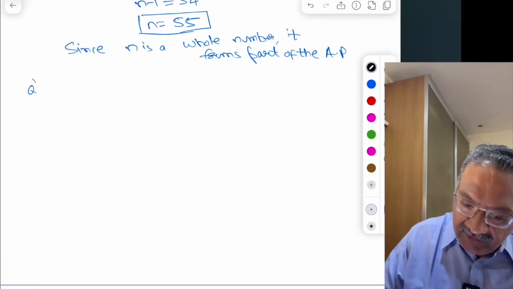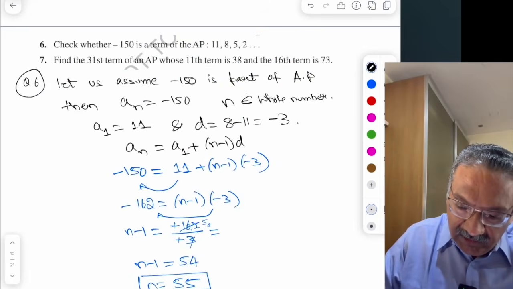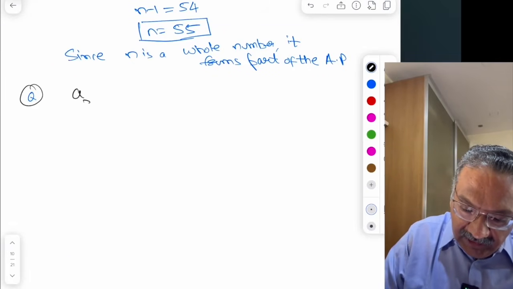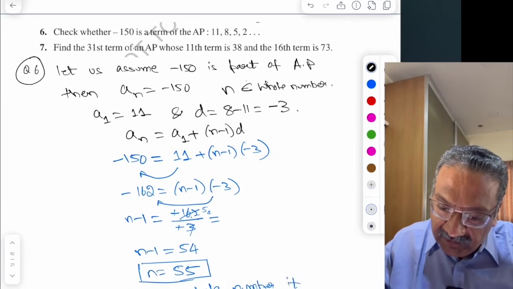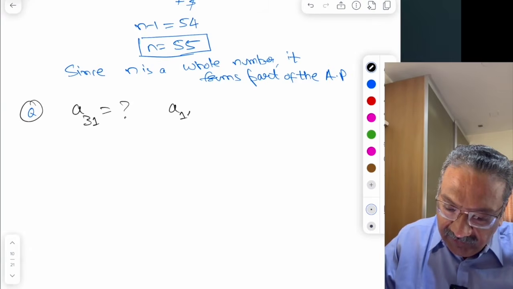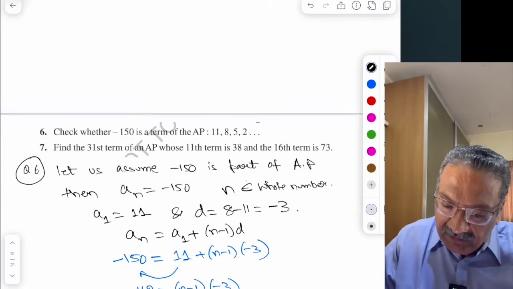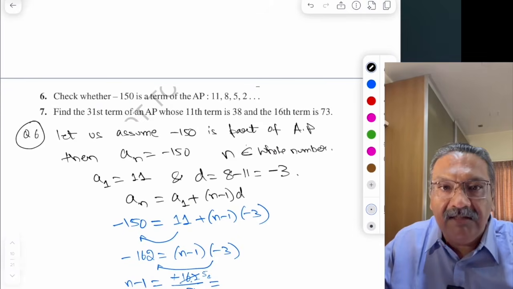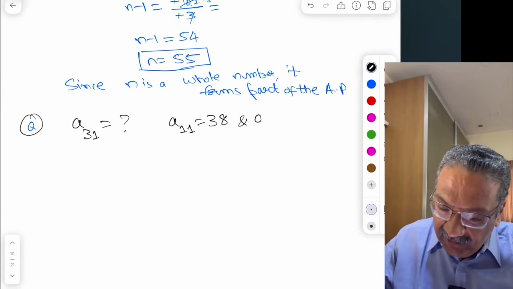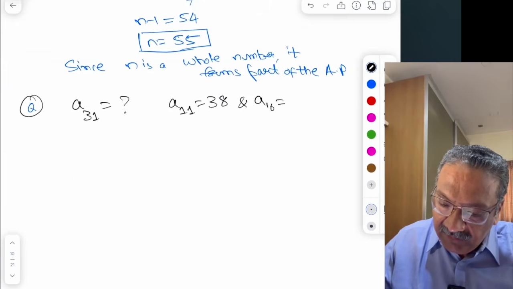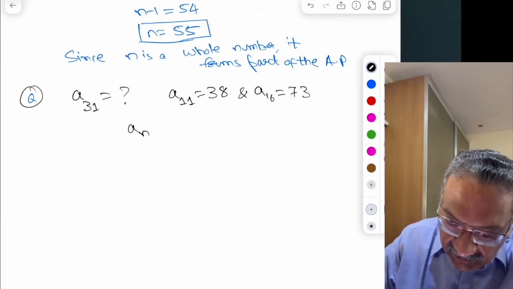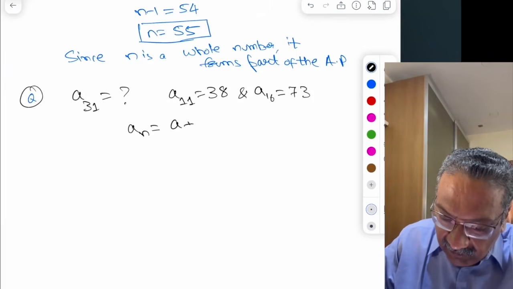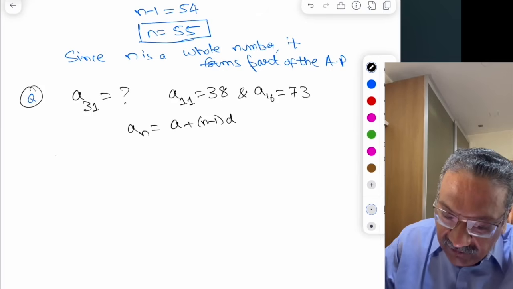Now the AP we have to find. So what is the question saying? The 31st term, A31, we have to find. We don't know A31. What else have they given? The 11th term is 38 and the 16th term is 73. So what's the formula for an? an is equal to a plus (n minus 1) d.